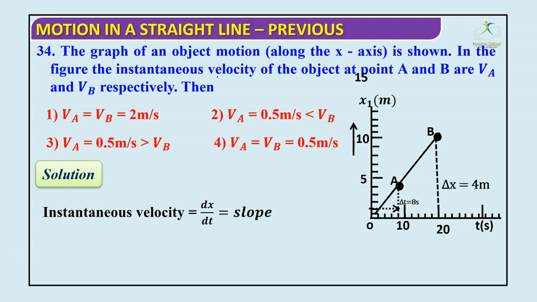Now move to the solution part. So the instantaneous velocity concept arises from differentiation. Differentiation relates to the slope, so dx by dt is related with a slope. So that slope comes, VA is equal to VB, which is 4 by 8, which is equal to 10 by 20, and approximately what we are getting is 0.5 meters per second. Hence the correct answer for this question is option.